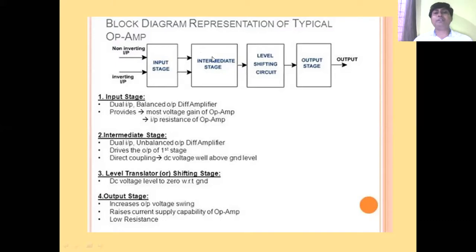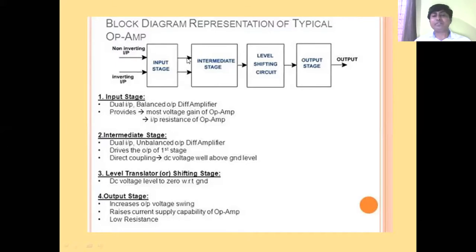Here also we have to use the differential amplifier, but it is observed that it has two inputs, but the output is single. You can see that we have only one output. Then which type of differential amplifier is it? Clearly it is an unbalanced differential amplifier.